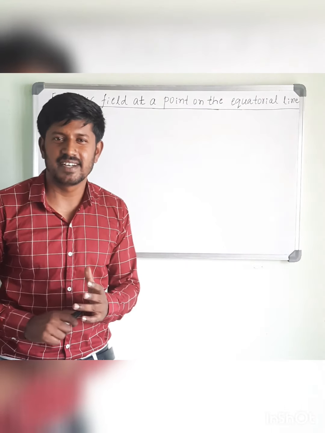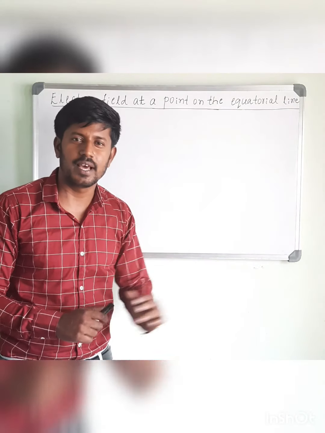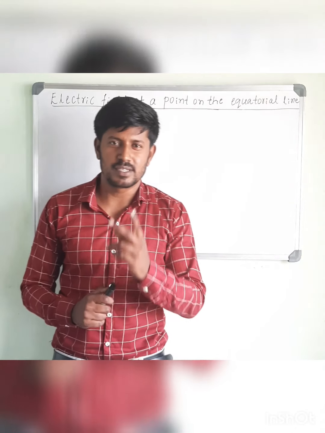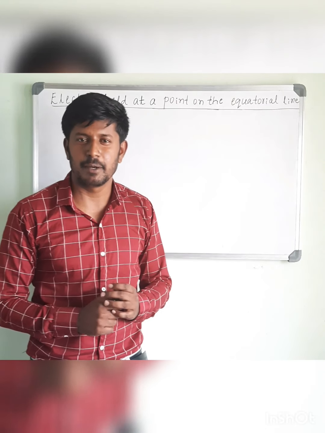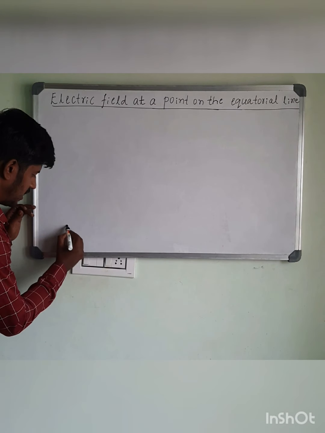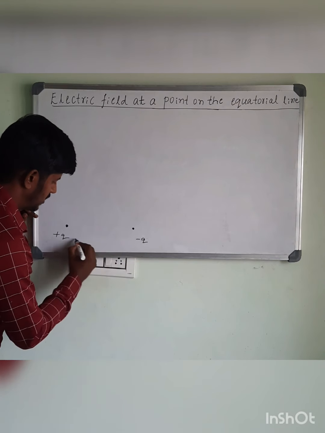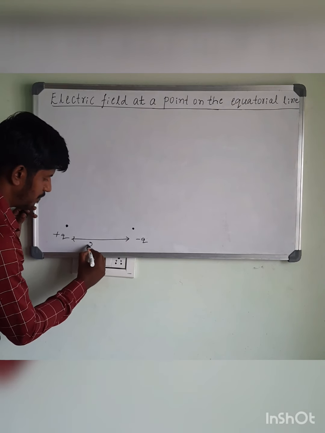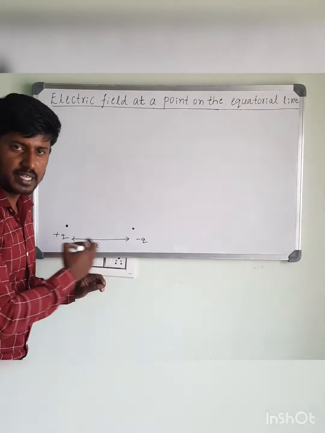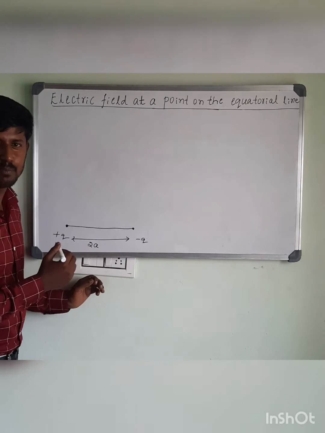In this class, let us derive an expression for electric field at a point on the equatorial line due to a dipole. Dipole means two equal and opposite charges separated by a very small distance. That is, one is a positive charge, another one is a negative charge separated by distance 2a. Now join these two charges by a line, and this line is called dipole axis.